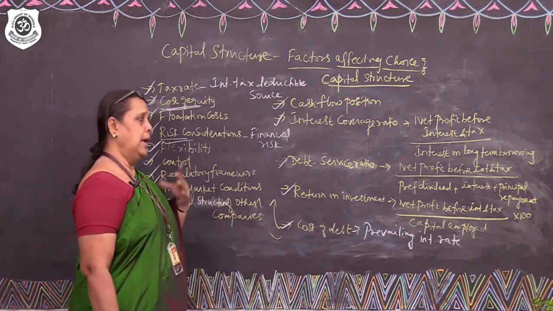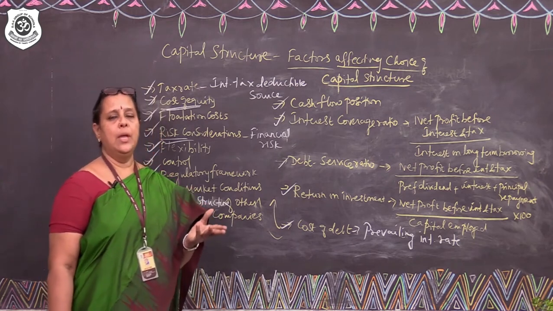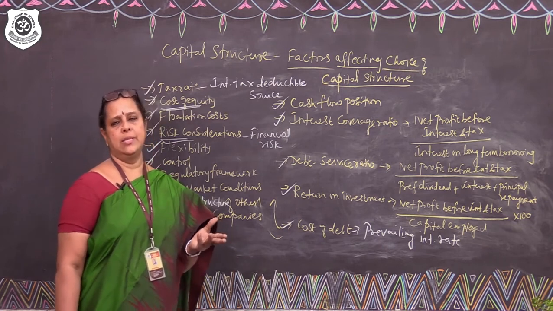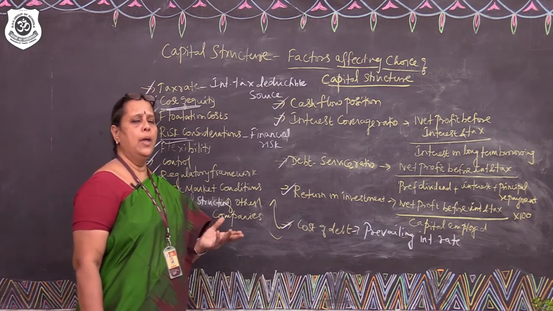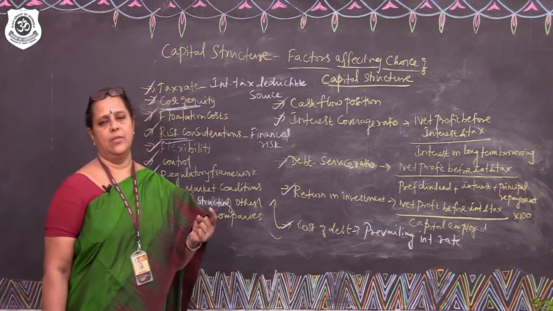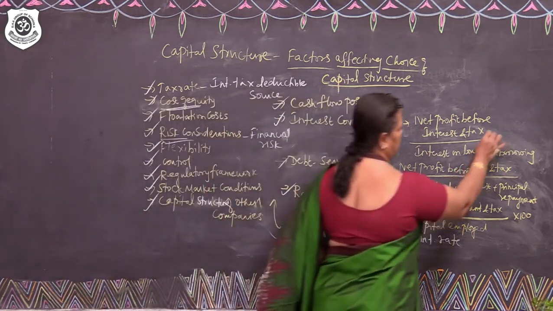The next is interest coverage ratio. This ratio measures the ability of the organization to meet out its interest commitments as and when they fall due. This is computed by net profit before interest and tax divided by interest. This is expressed in number of times.